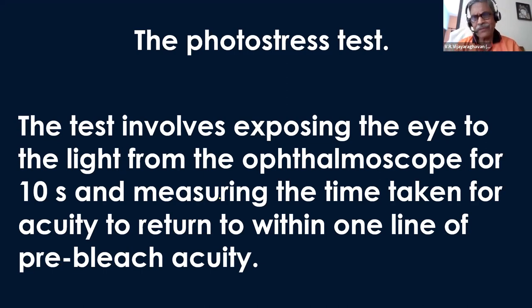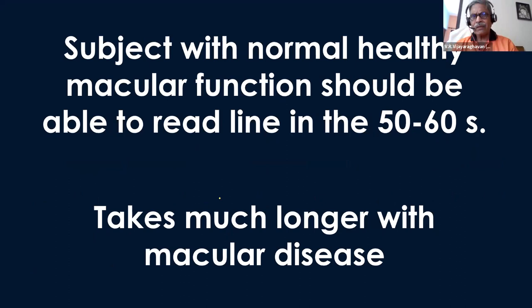Suppose he is reading only the 6/9 letters, and I have put a light for 10, 20 seconds. Then I ask him to read again. The time taken for recovery to the line above, suppose 6/9 means he has to read 6/12. Now he's reading 6/12. The time taken should be within 60 seconds. Within 60, it's a normal person. If it is prolonged, the problem is in the macula. You understand now? Normally he should be able to read the line in 15 to 60 seconds. If it takes a longer time, the macular problem is there. It's called the photostress recovery test.